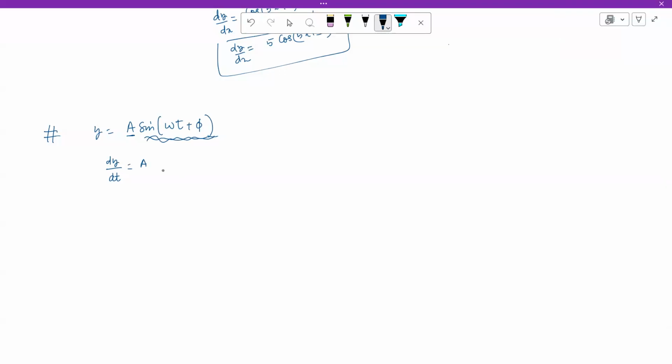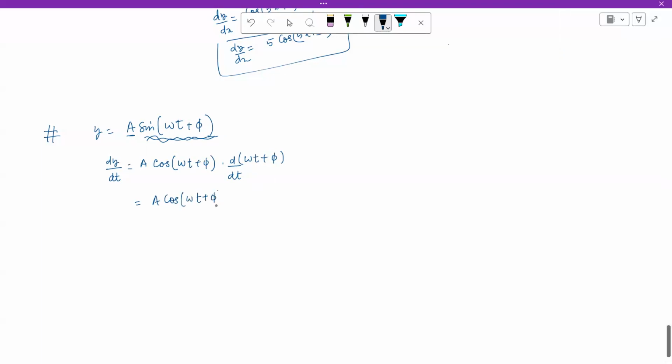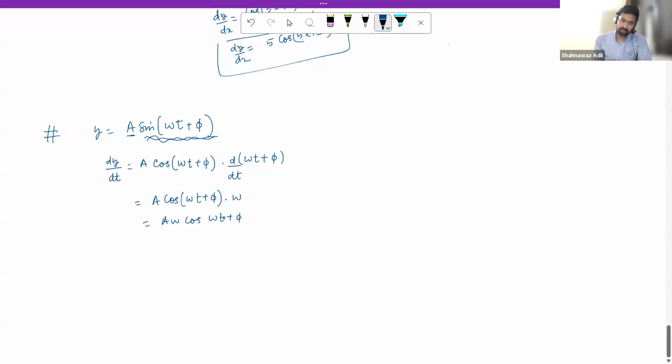What would be the differentiation of this thing? Sin x will be cos x, so that would be cos(ωt + φ), and then d by dt of (ωt + φ). The φ part would be 0. Then differentiation of omega t: omega is outside, dt by dt is 1, so that would be only omega. So this is what you get: A omega cos(ωt + φ), right?